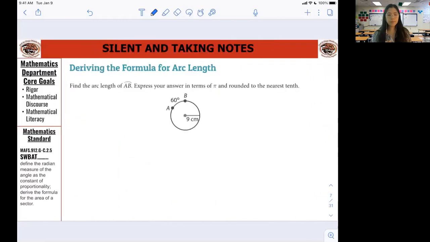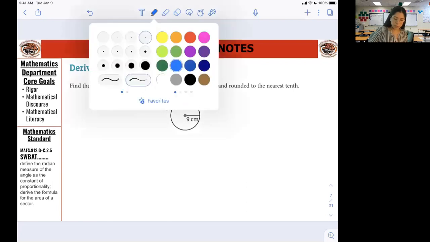All right. Now, this is kind of like what we did in the bell ringer. So let's just do this one together. We're going to find the length of AB, and we're going to express the answer in terms of pi. So we're not going to calculate, we're not going to multiply times pi, we're just going to leave it as pi. Find the length of AB. So I need to set up a proportion. What should I do?